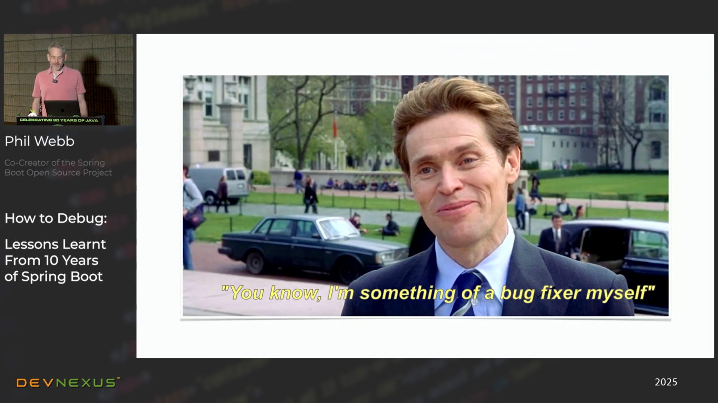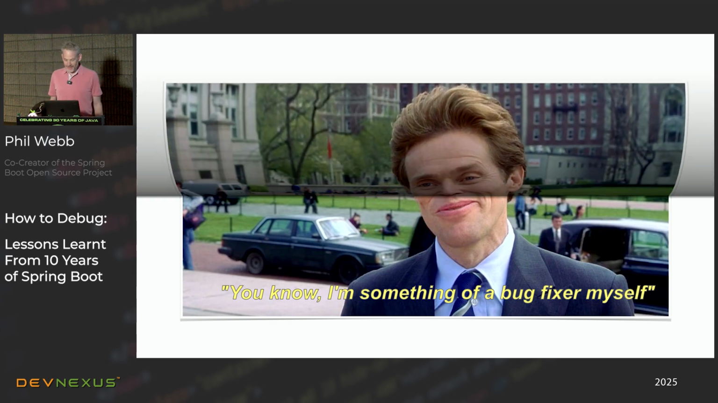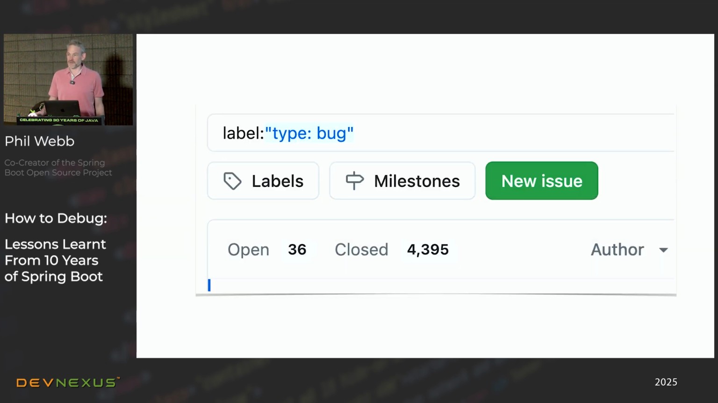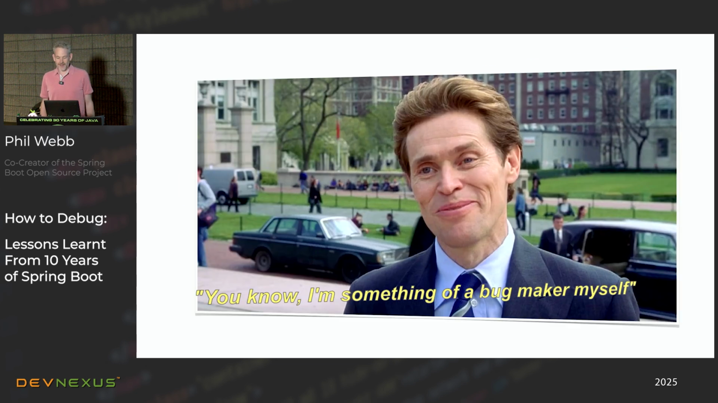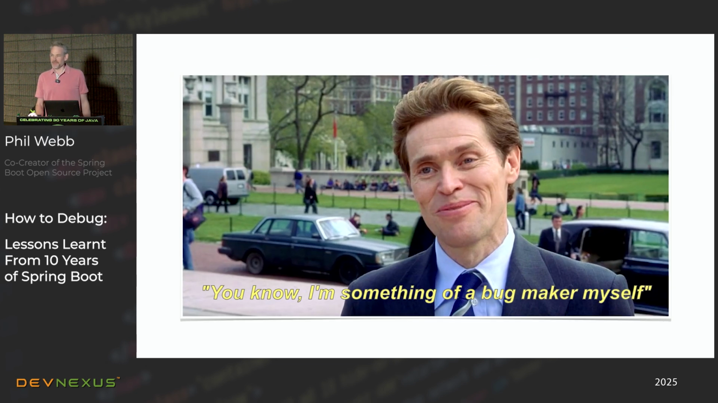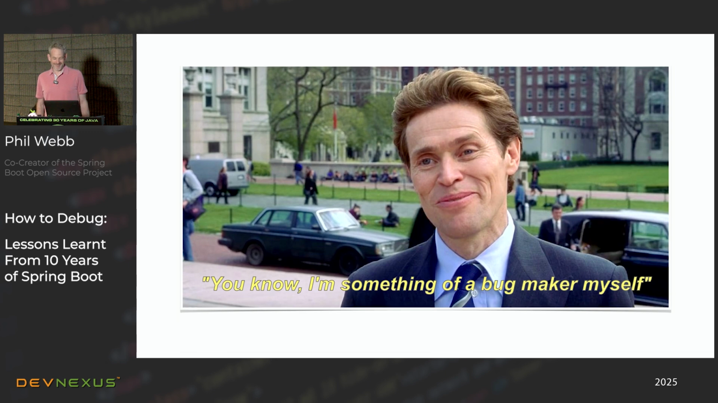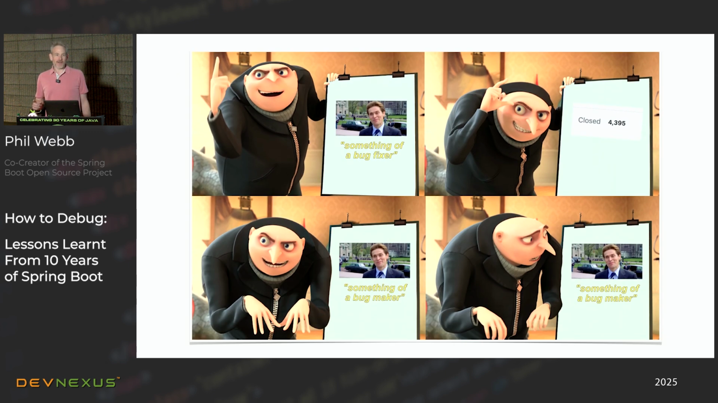So you can think of me as somewhat of an expert when it comes to bug fixing. In fact, the Spring Boot repository, at the time I put this talk together, had 4,395 closed bugs, which kind of makes me something of a bug maker myself as well. My thought process went, I've been fixing bugs a long time, and then I looked at the number and I thought, I've been making bugs a long time.